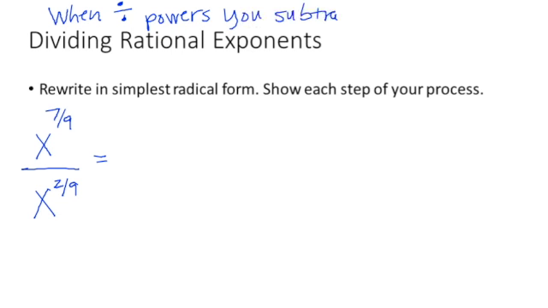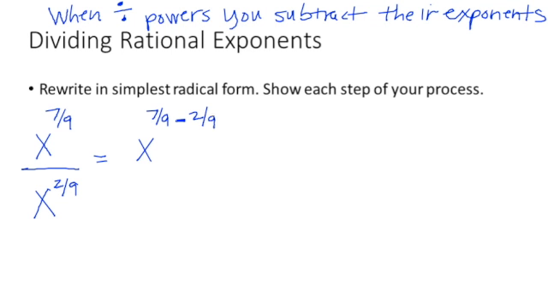you subtract their exponents. These rules are very important. When dividing powers, you subtract their exponents. So this is going to be x to the 7/9 minus 2/9.